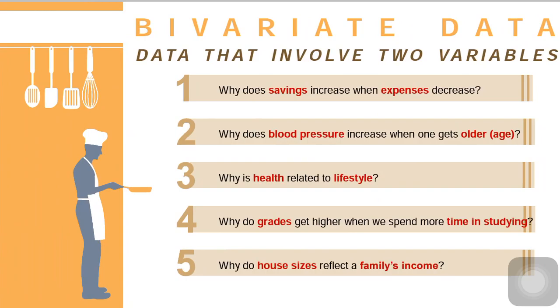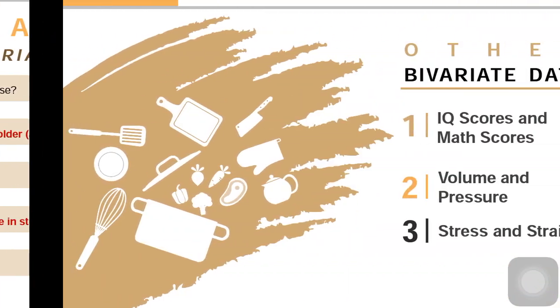For example, in number one, we have savings and expenses. For number two, blood pressure and age. Number three, health and lifestyle. Number four, grades and time in studying. Number five, house sizes and family's income. These all come in pairs, so these are called bivariate data.